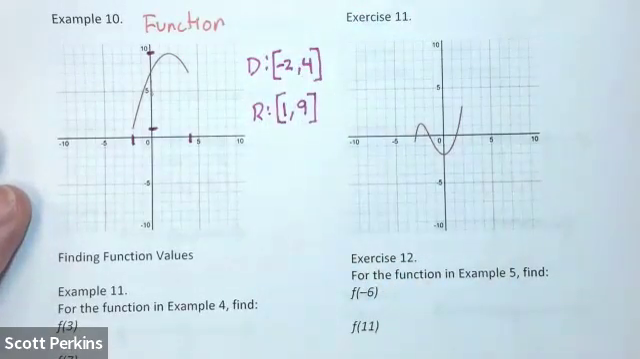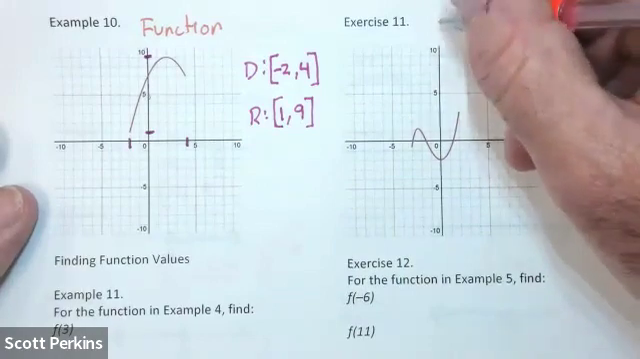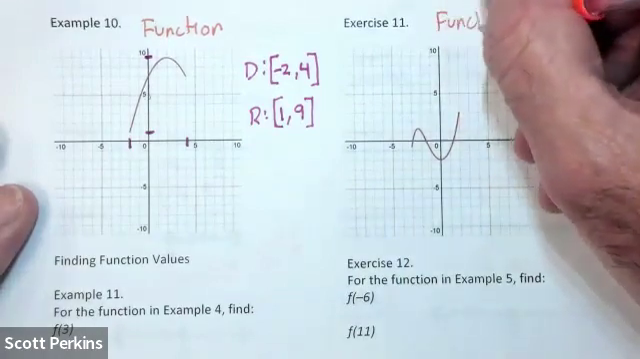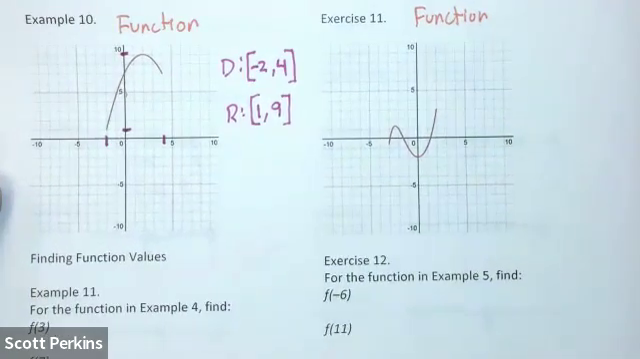Okay, excellent. How about exercise 11? Is this a function or not a function? Okay, it is a function. Yes, indeed. A vertical line will hit the graph at one place, or one point, every time.